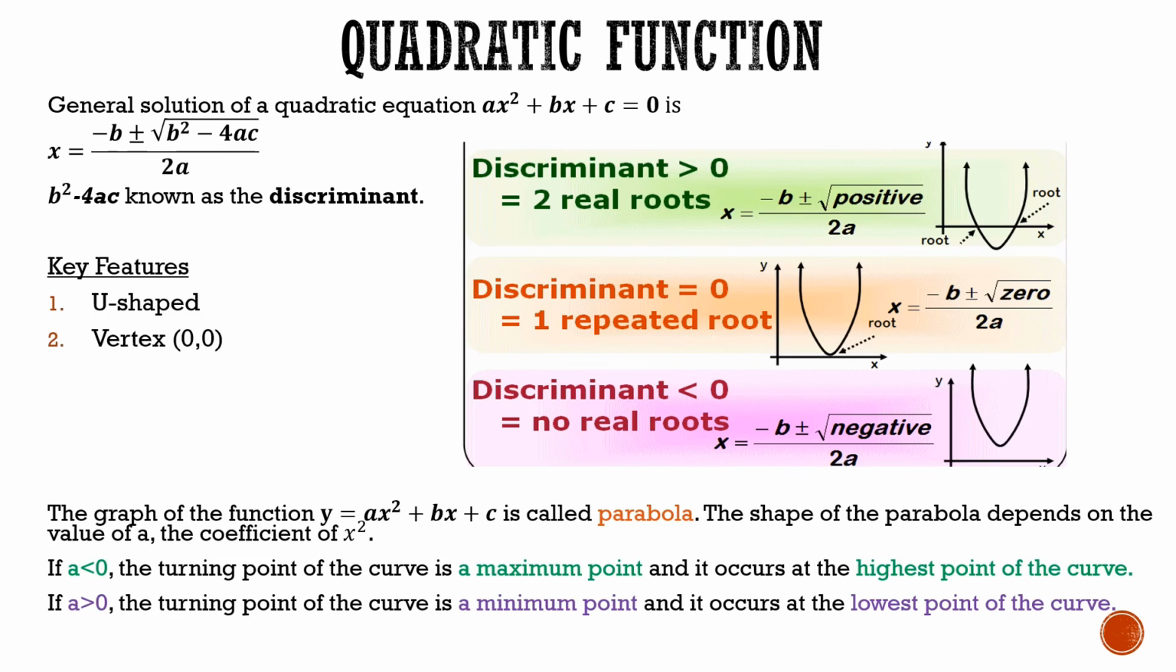If the value of a is smaller than 0, the turning point of the curve is a maximum point, and it occurs at the highest point of the curve. If the value of a is greater than 0, the turning point of the curve is a minimum point, and it occurs at the lowest point of the curve.